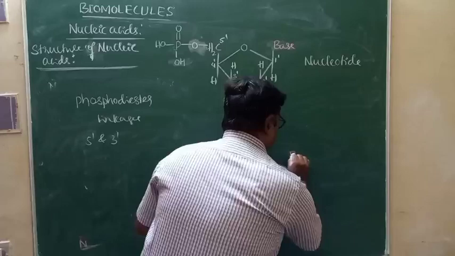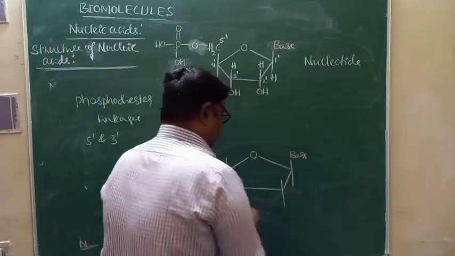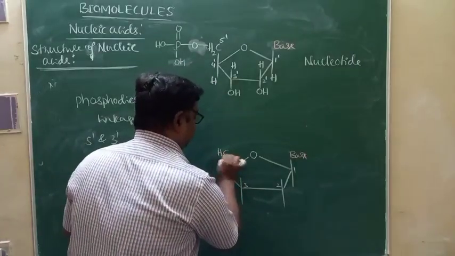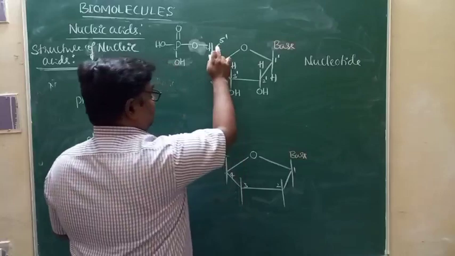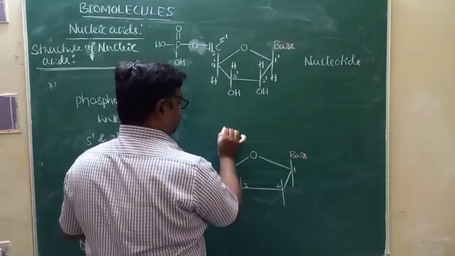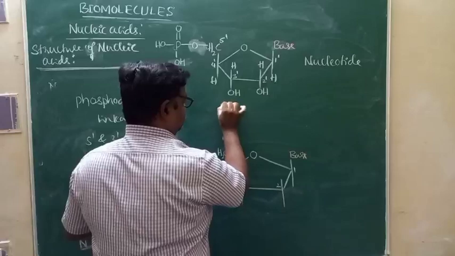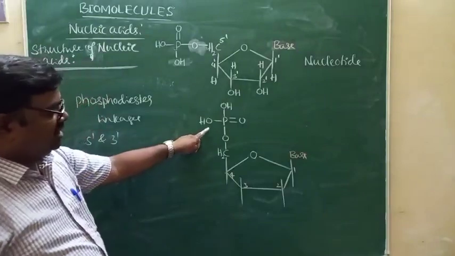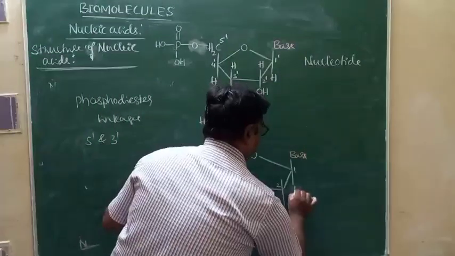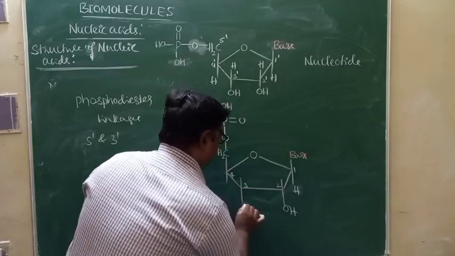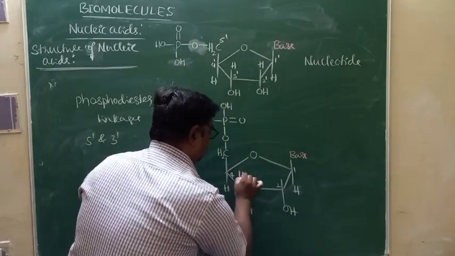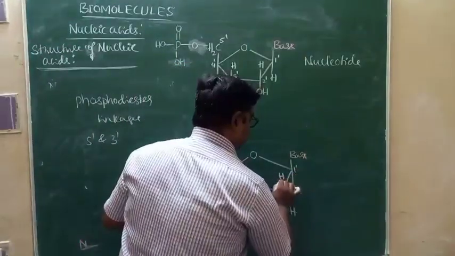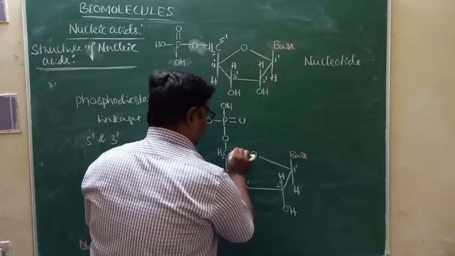So this is what we call the base, right? This is 1', 2', 3', 4', and of course this is CH2. This CH2 is attached to a phosphoric acid group. This is P and this is OH. This is a double bond, and of course this is OH. This is what we call one more nucleotide, and here it is H, and this will be OH, this will be OH, this is H, H, and of course H. This is 1', 2', 3', 4', and it is 5'.